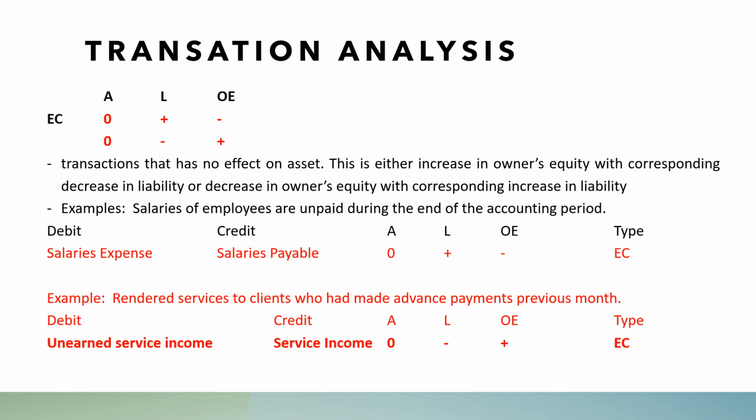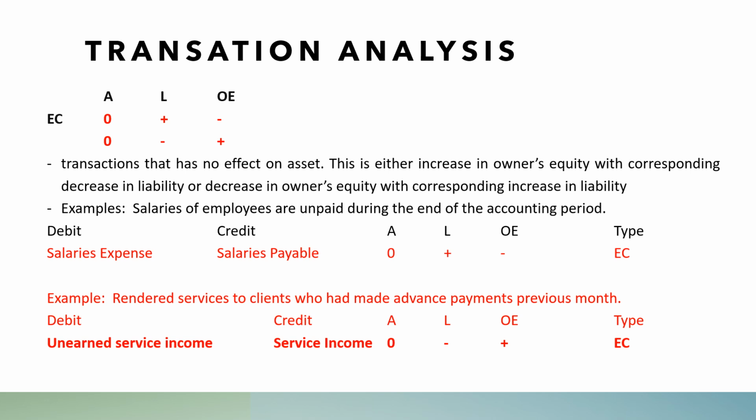Second example is rendered services to clients who had made advance payments the previous month. So meaning, the clients already made their advance payments. Tapos, ngayong month lang na ito, naka-render ng services ang business. So therefore, di ba, yung advance payments made by the clients, that is unearned service income. So, ngayon, liability yan siya. Pero the moment na the company renders the services, it will cancel the liability and will record the service income because the services have now been rendered.